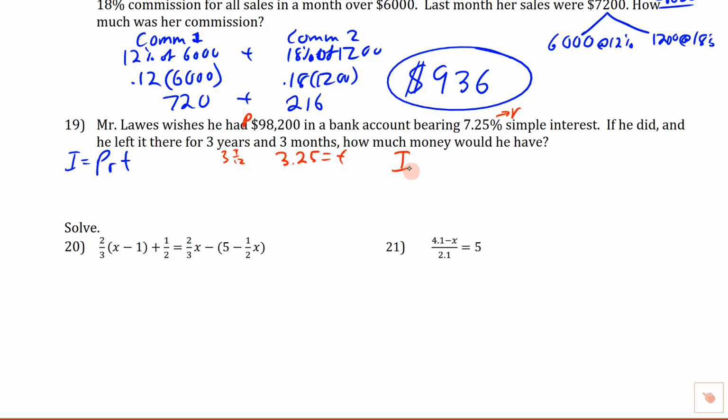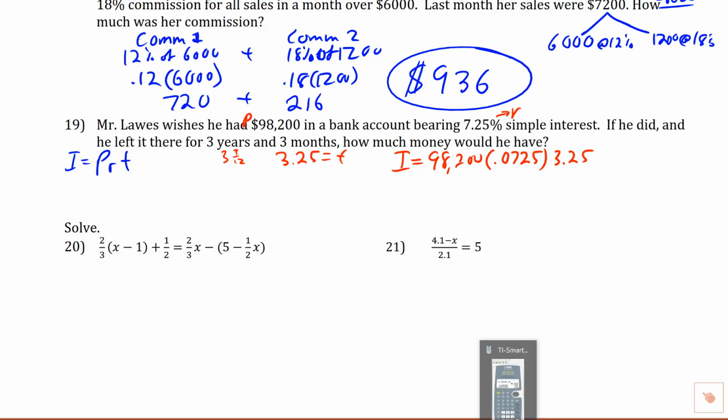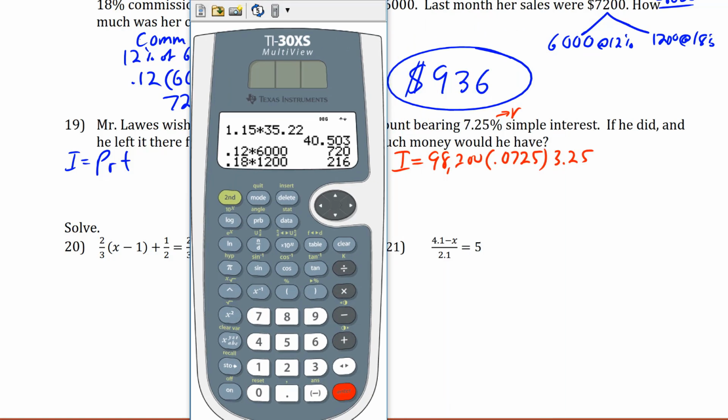So when we plug this into the formula, the interest is going to be $98,200. Gosh, it would be nice to have that much money. The decimal is 0.0725, and we're going to times it by 3.25. So we're going to grab the calculator, throw that in, and see what we end up with. 98,200 times 0.0725, and times 3.25 because 3 is the full number of years, and then we did a quarter of a year. Go ahead and hit enter, and we end up with 23,138 and a little bit more.